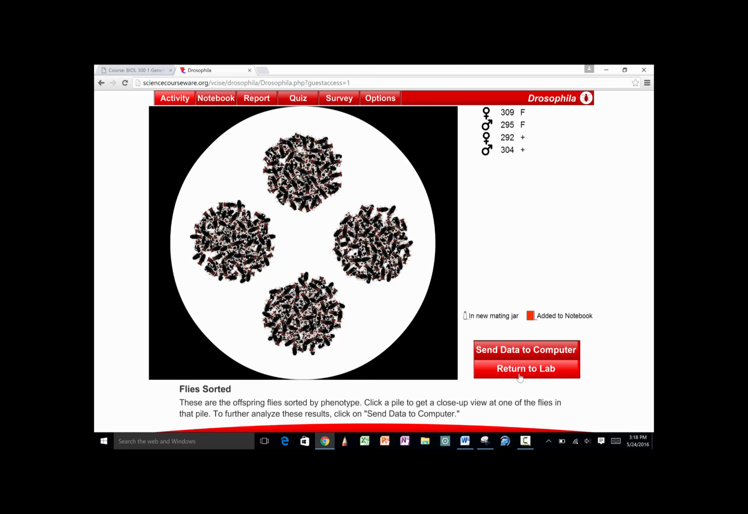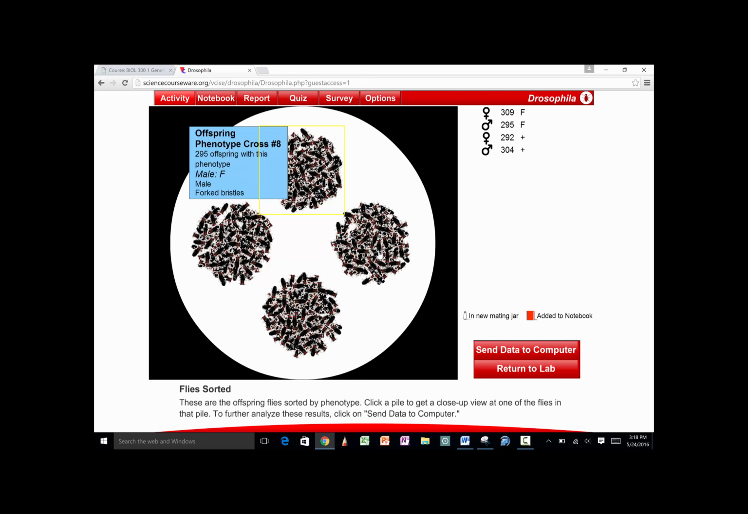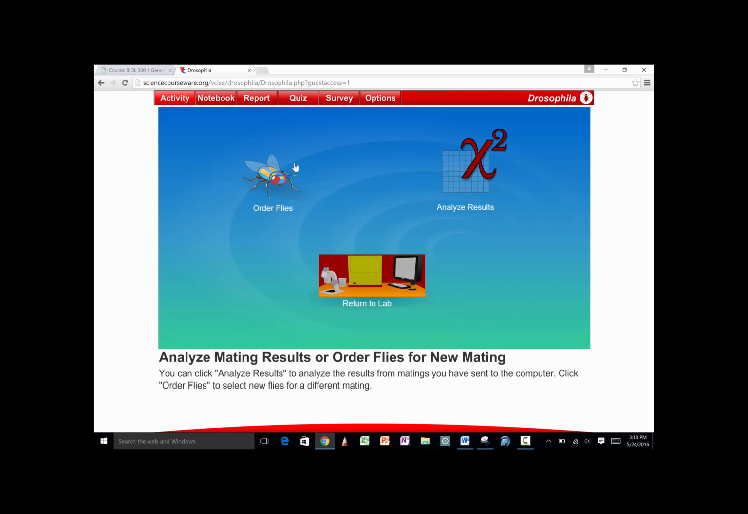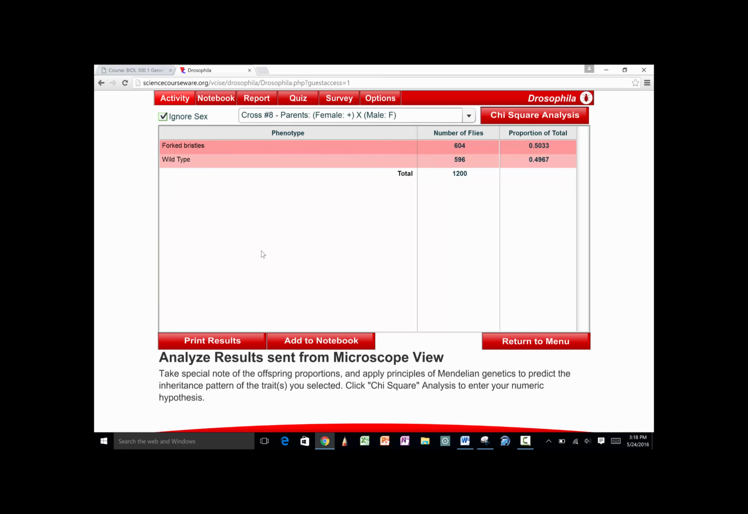Sort flies. Oh, what happened? Here we get basically 1 to 1 to 1 to 1 of forked females, forked males, wild type females, wild type males. Send data to the computer. Even at this level, even though it's sex linked, we can ignore sex because they're the same. And so we basically just get half forked and half wild type, regardless of sex. All right, sounds good to me. So that's just the sex-linked pattern of inheritance.